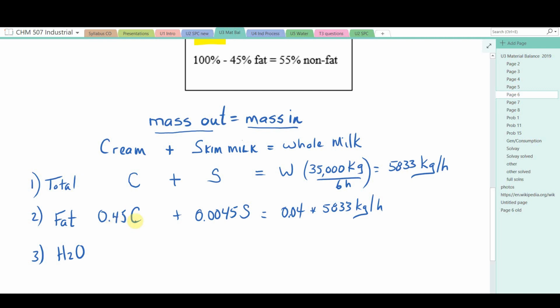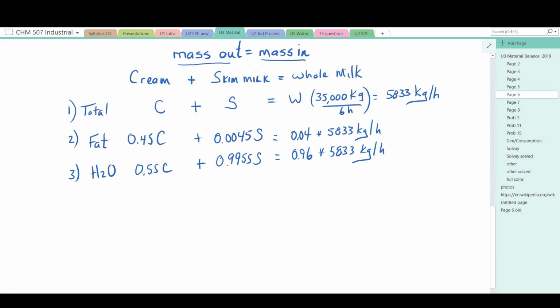If 45% of the cream is fat, then the other 55% of the cream must be water. Likewise, for the skim milk, if 0.45% of the skim milk is fat, then 99.55% must be water. So I'm going to say 0.9955 times the mass or flow rate of skim milk. That's the amount of water in that stream. And if the fraction of fat in the whole milk is 4%, then the fraction of water must be 96%, 0.96 times 5833 kilograms per hour. You can drop out the units if you wish.